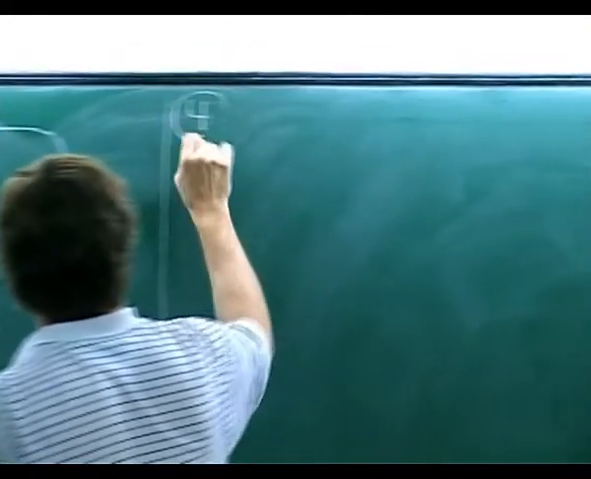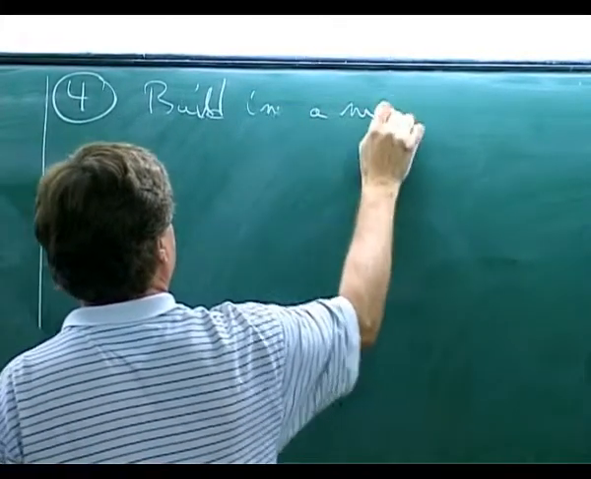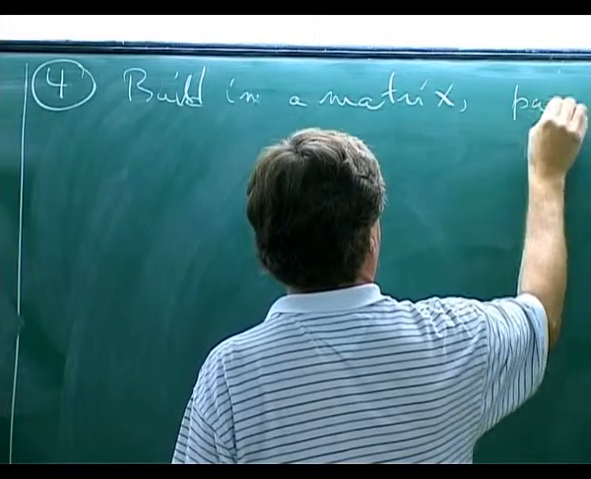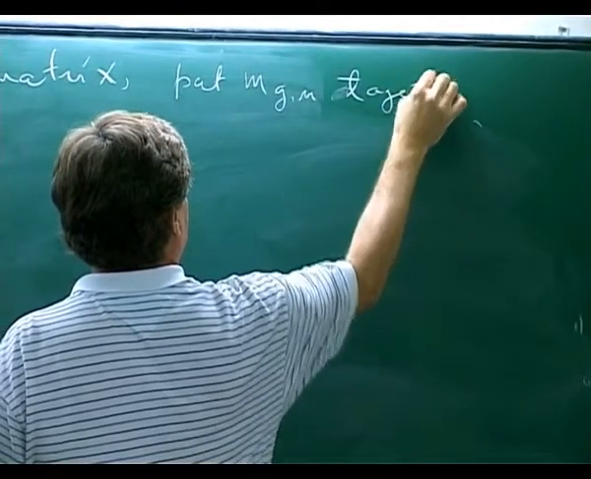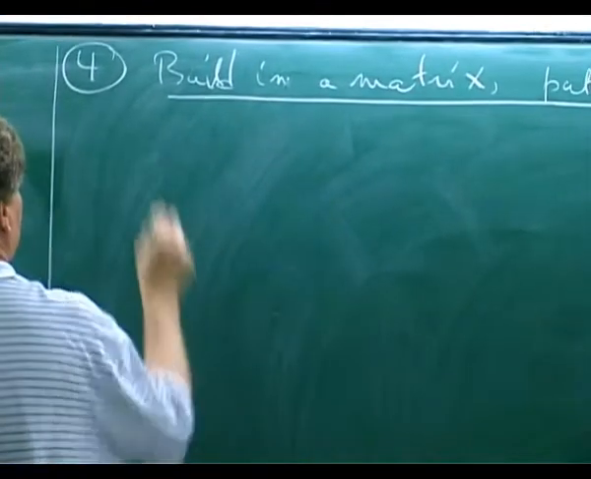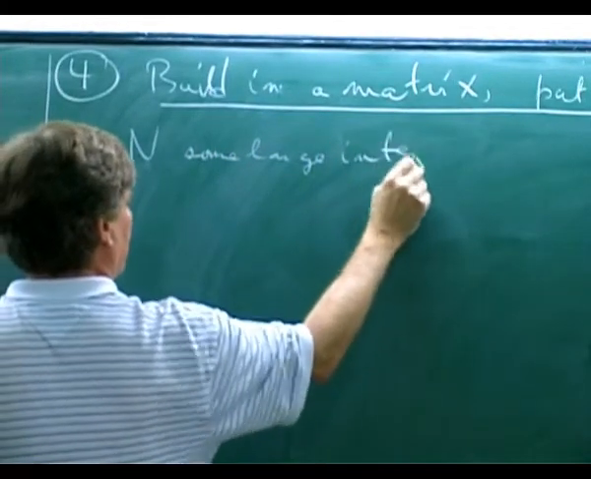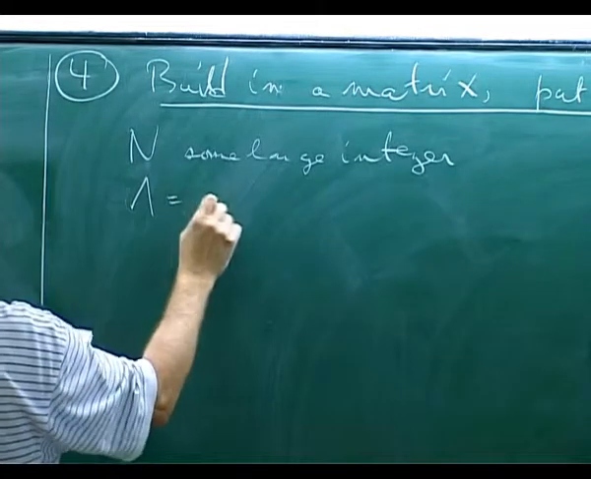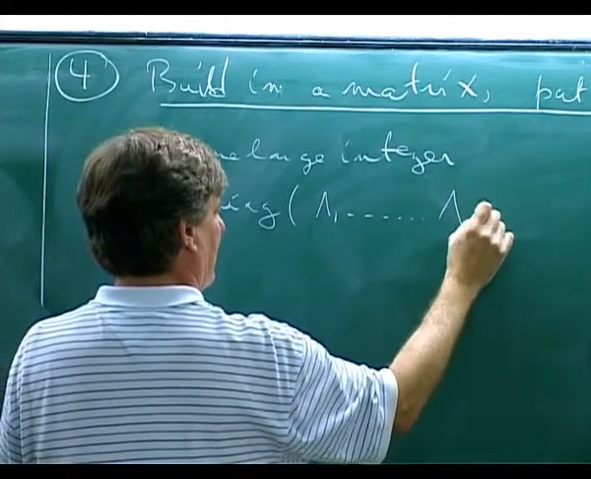So maybe build in a matrix and put the MGN together. Okay, so I'm just going to choose n to be some large integer, which of course will end up going to infinity. And I'm going to set lambda to be the diagonal matrix in variables lambda 1 to lambda n.